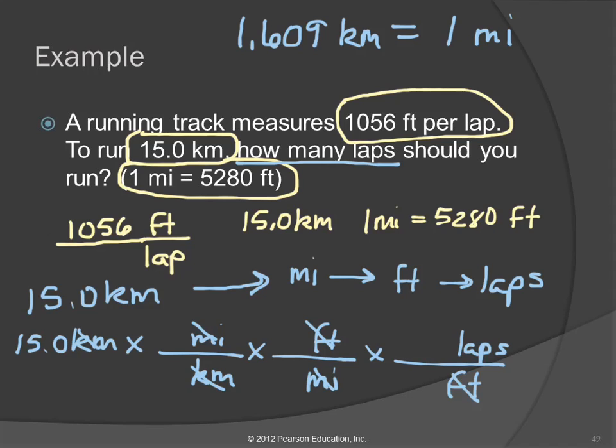Now we look at the things that we wrote down, and we put them into our equation. Doesn't matter what order you do, you can do the last one first. So 1,056 feet, those two go together. So 1,056 feet is 1 lap. 1 mile, 5,280 feet. 1 mile, 5,280 feet. Sometimes I don't leave enough room for my numbers. And then up here, 1 mile, 1.609 kilometers.